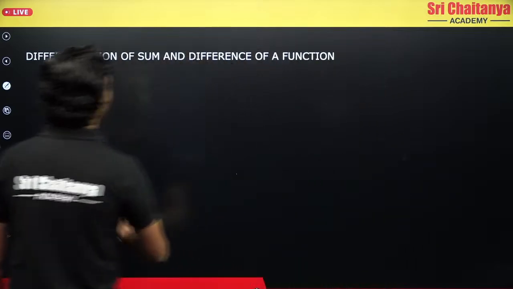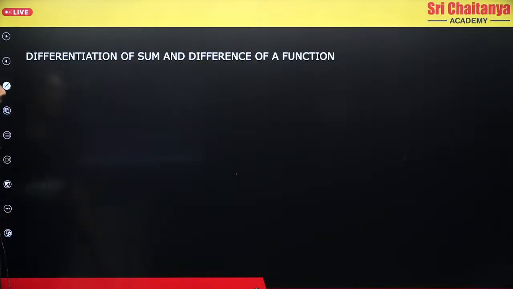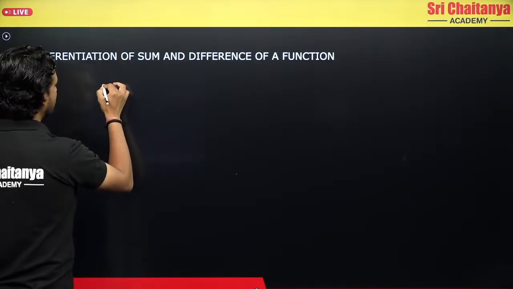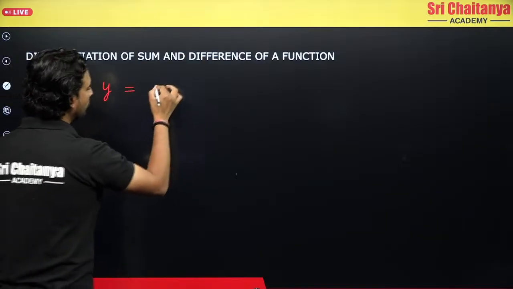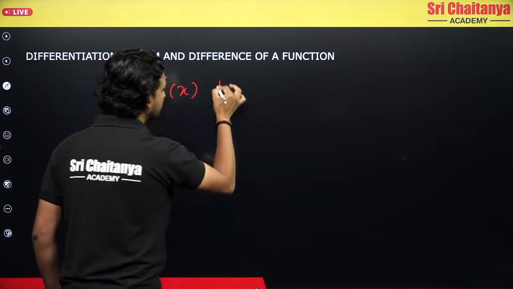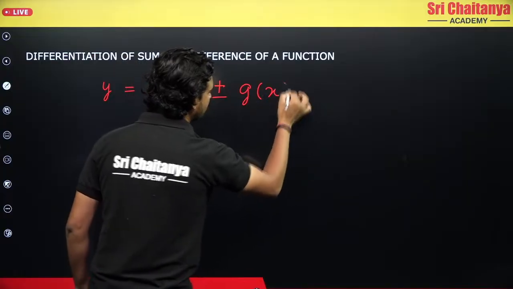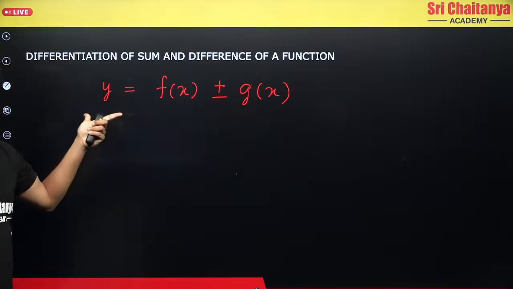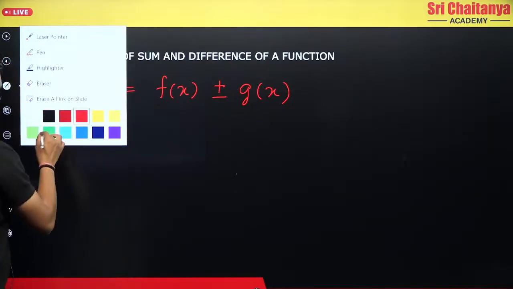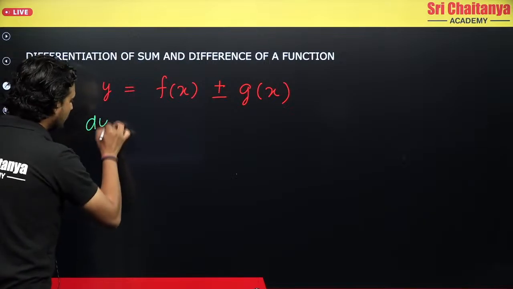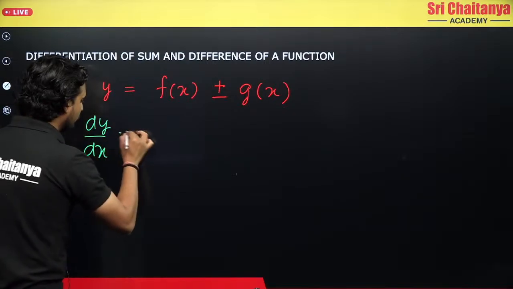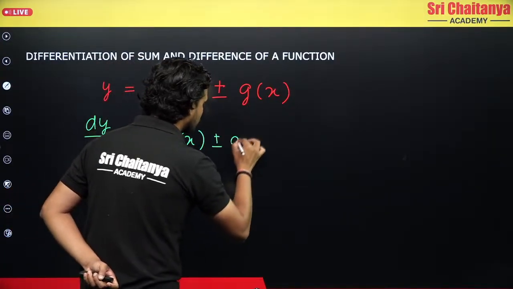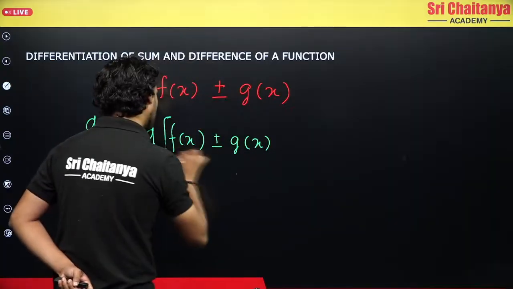Differentiation of the sum and difference of functions. Let's say I have my function y made up of two functions, f(x) plus or minus g(x). If I have something like this, what do we do? Differentiation dy by dx will become differentiation of f(x) plus or minus differentiation of g(x) with respect to x.